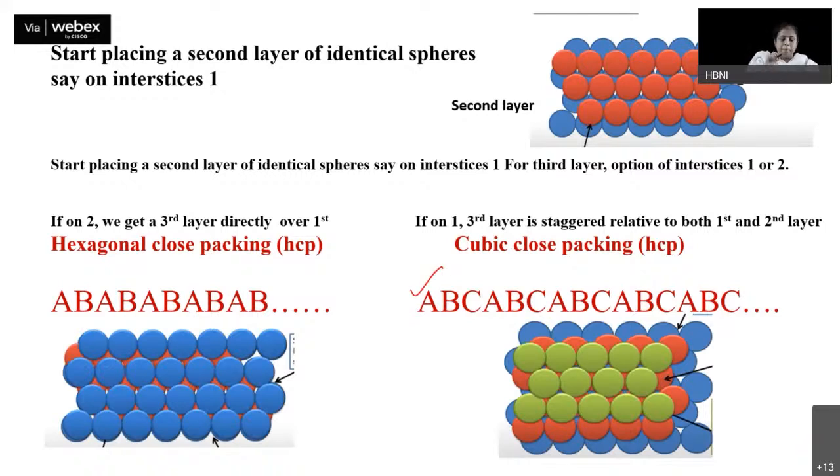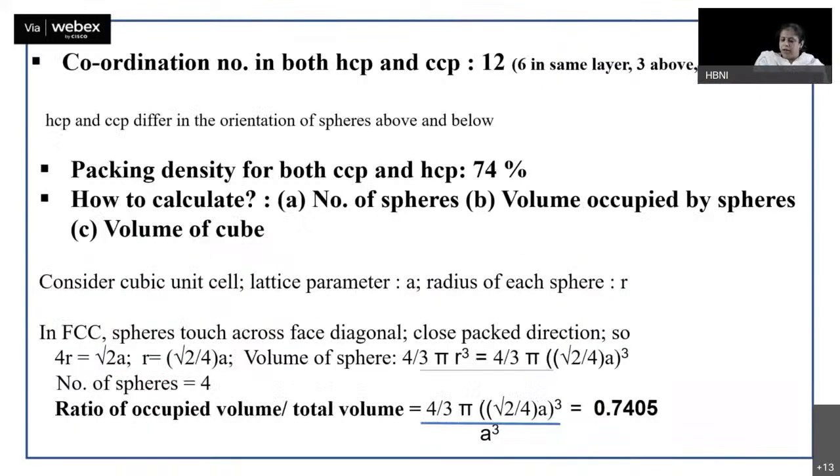But if your third layer was placed on the interstices which were marked downward, or in other words, if your third layer of spheres is directly over the first layer of spheres, then what you get is hexagonal close packing, also famously known as AB close pack. You know all this. Now coordination number in both HCP and CCP. What is the coordination number?